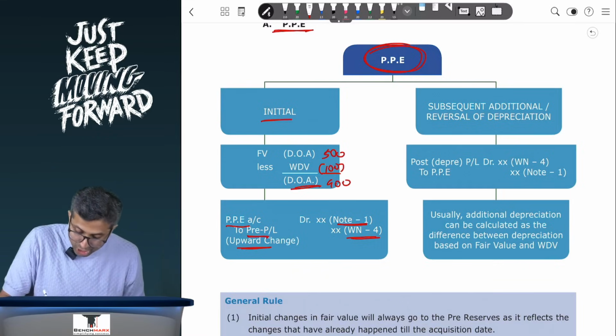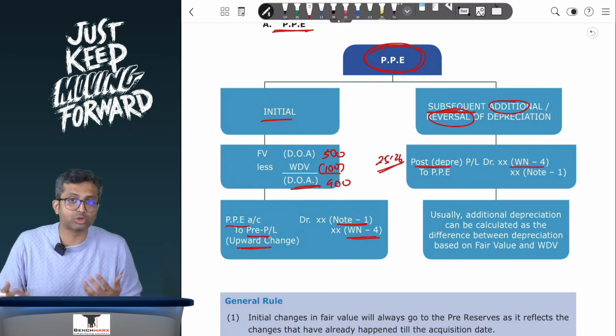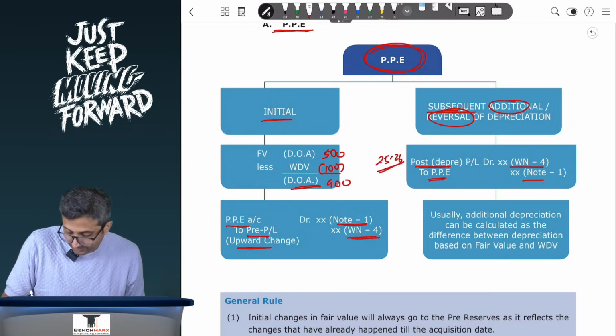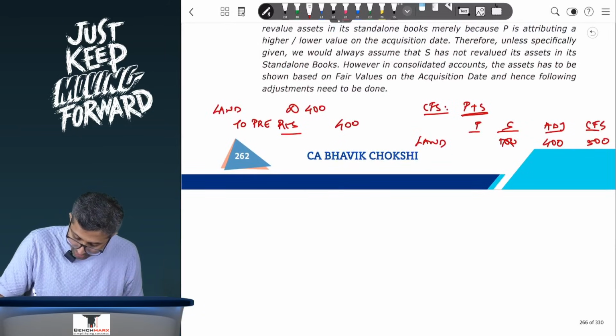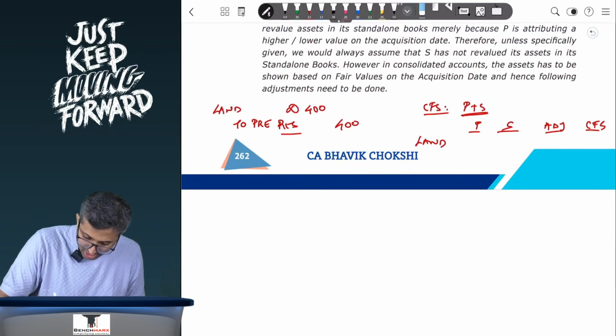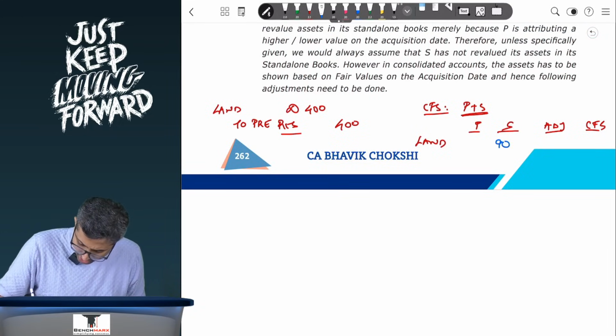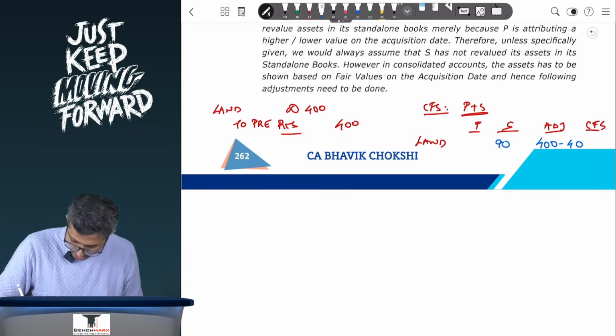But subsequently, there can be additional depreciation or a reversal of depreciation, like there was 40 worth of additional depreciation for the period 25-26. It is a depreciation for the year 25-26 on the P.P.E. So if this was, for example, a building, this would have been, for example, 90. I would say, okay, 90 plus 400 minus 40.